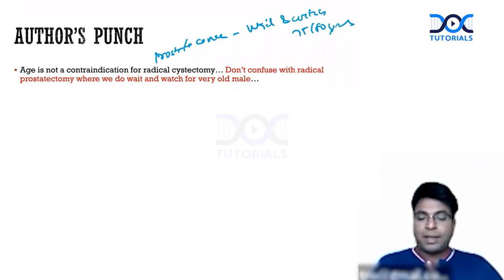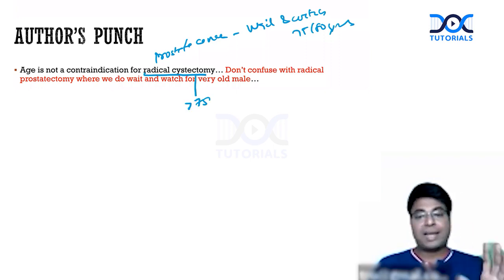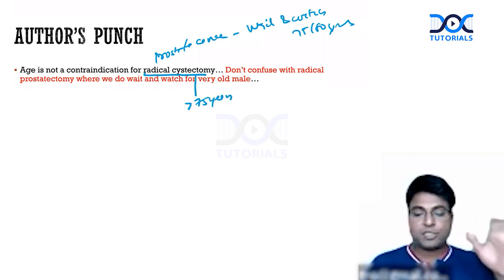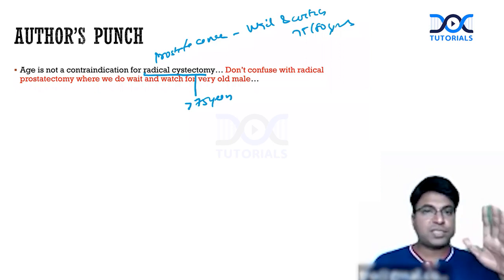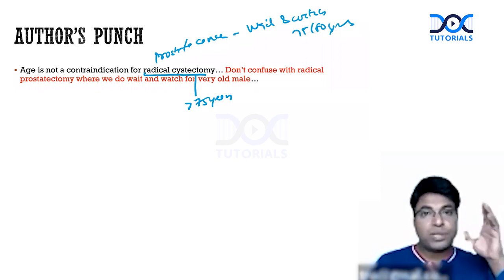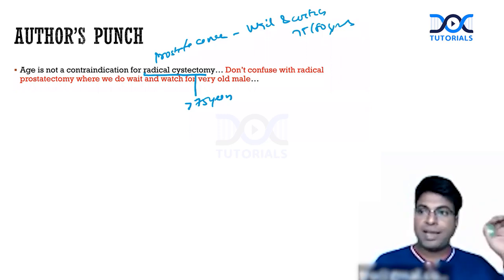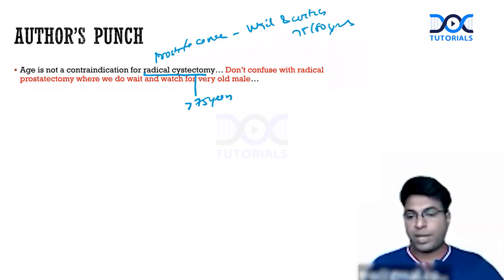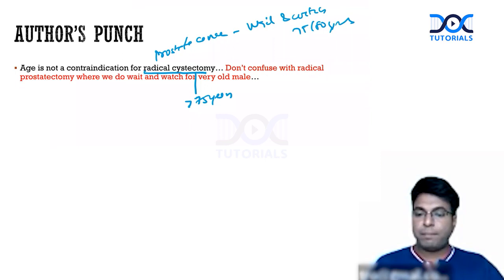Therefore, age is not a contraindication for radical cystectomy, because it actually happens after 75 years only. So don't get confused: the wait and watch policy is only for prostate cancer, not for bladder cancer. Some students opted for wait and watch. It is absolutely wrong. Okay, so any doubts you have in bladder cancer? I hope you are understanding.